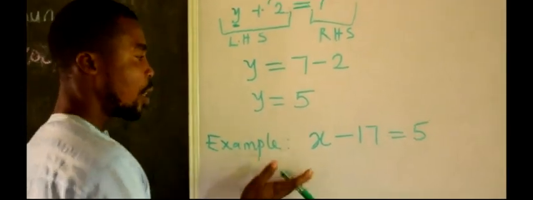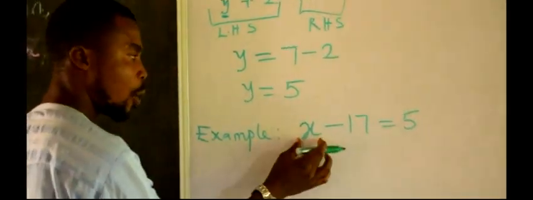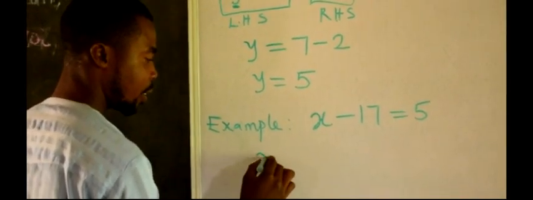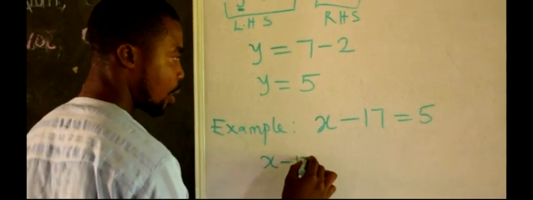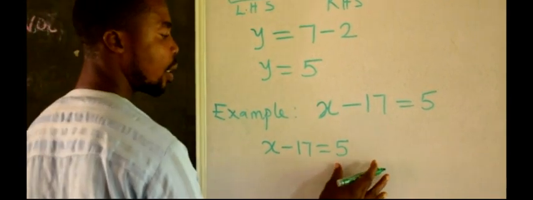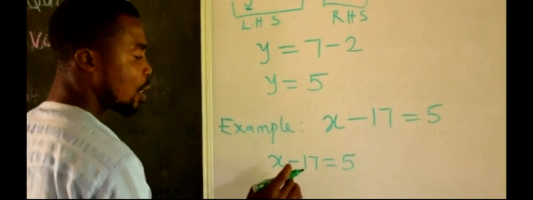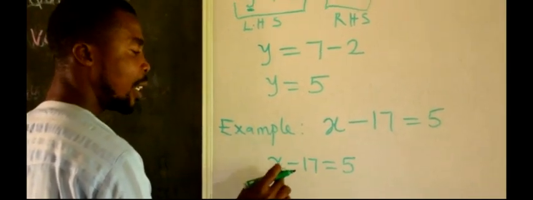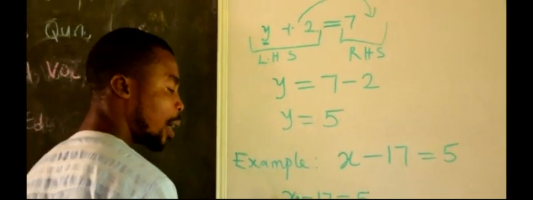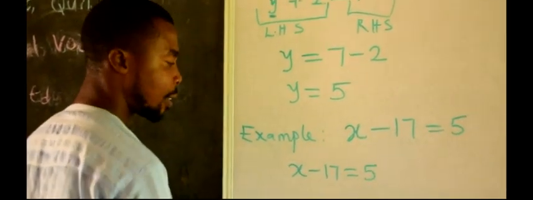Let's look at this example. We want to solve for x, which is our unknown: x minus 17 equals 5. I told you we have two sides, the right hand side and the left hand side. We must leave the letter on the left hand side, and the number is going to the right hand side.